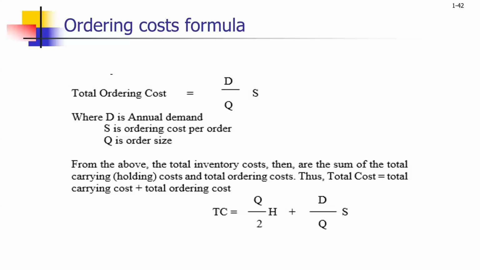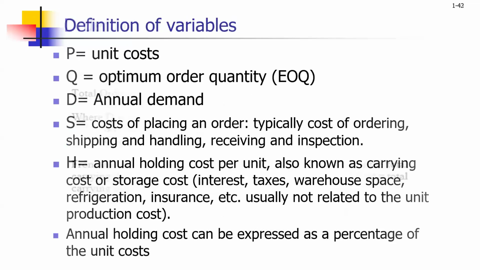So the total ordering cost is also calculated by looking at the annual demand over the order quantity, or order size, times the ordering cost per order. How much will it cost you any time you place a particular order? Okay. So your total cost then is your holding cost plus your ordering cost, which is the formula Q over 2 times H plus D over Q times S. If you add these two, it gives you your total cost for keeping inventory. So we have the definitions here. We can go through later.